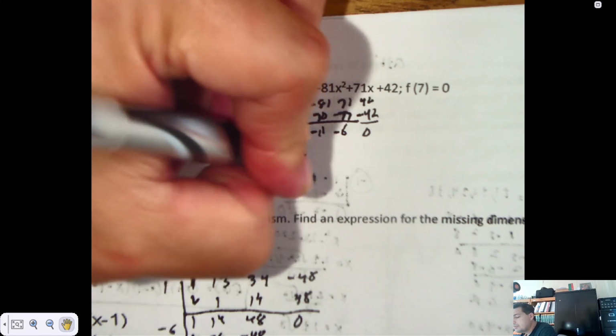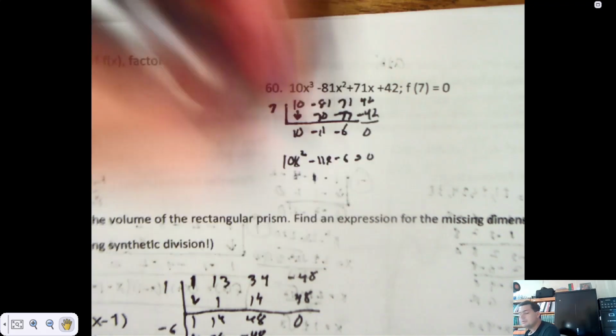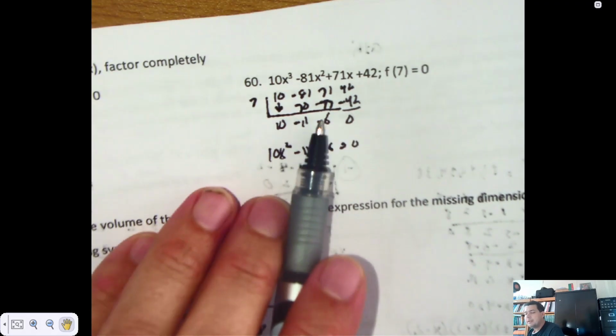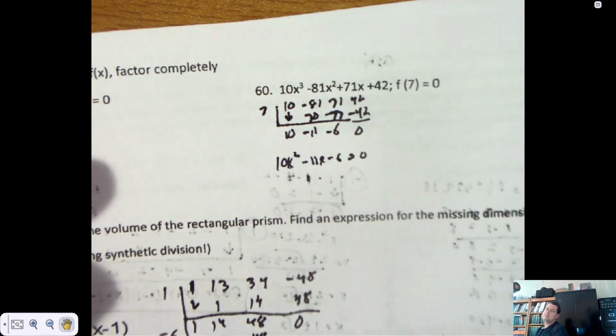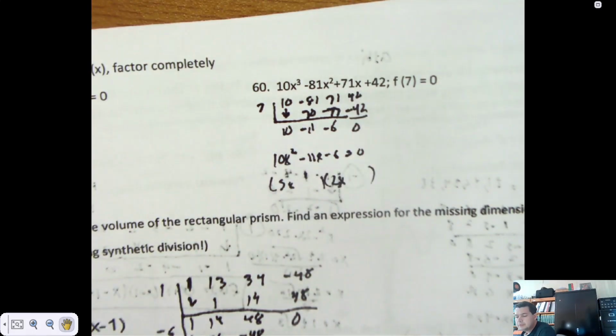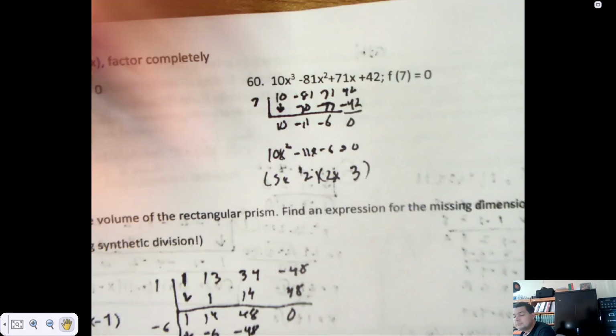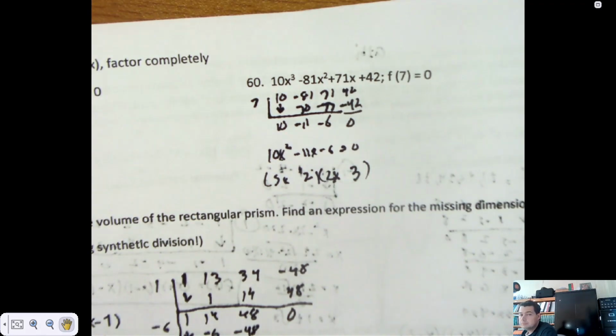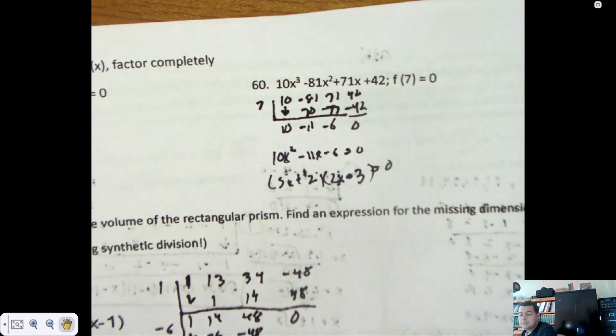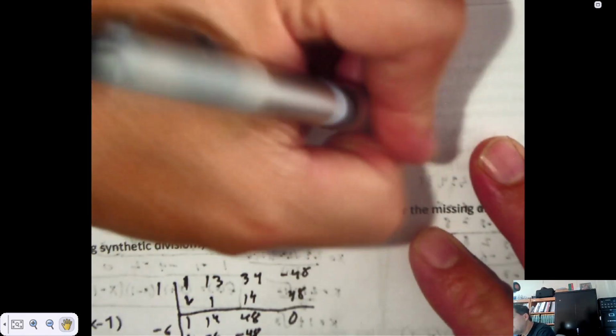This is 10x squared minus 11x minus 6 being equal to 0 because remainder, constant, x squared. I'm going to try 5x and 2x because I made the problem. And for 6, 3 and 2. And that works, I think. Minus, plus. So 5x plus 2 and 2x minus 3. I'm okay with that.